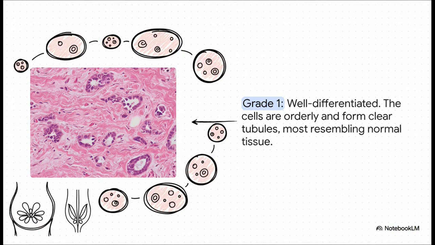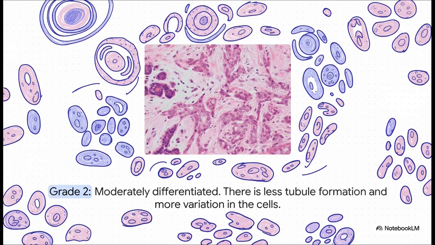Okay, look at this. See how organized these cells are? They're forming these nice, clear tubules. This is a grade 1 tumor. We call it well-differentiated because, well, it looks the most like normal tissue. It's the most well-behaved of the lot, you could say. Now look at this one. See the difference? Things are starting to get a bit messy, a bit disorganized. There's less of that nice tubule formation, and the cells themselves look more varied. This is grade 2, our intermediate step. We call it moderately differentiated.